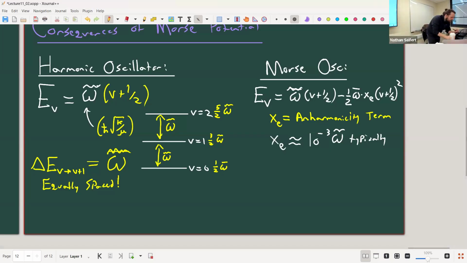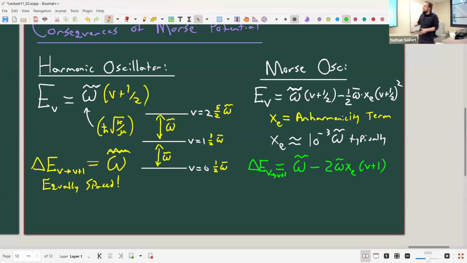And so if you do a little bit of algebra, what you find is that for the Morse oscillator, the difference between v and v plus 1 is omega, but it gets smaller each level by 2 omega x sub e times v plus 1. So what this now means is that the levels are no longer equally spaced. The gaps between each level get smaller, linear in x sub e.